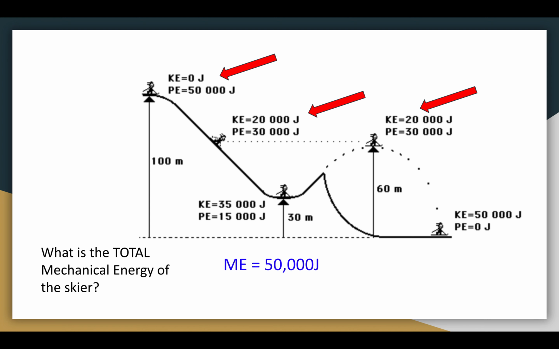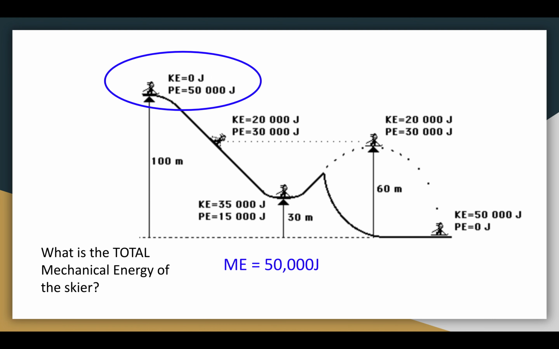All right, so let's look at one more thing that I think is interesting that we want to make connections about. We started with 50,000 joules of total mechanical energy. By the time I get to the bottom of the hill, I'm at zero height. I have zero potential energy. All of the energy has been transformed into 50,000 joules of energy, and it's all kinetic. So where is this skier going the fastest? At the very bottom, when all of the energy is transformed into kinetic energy.